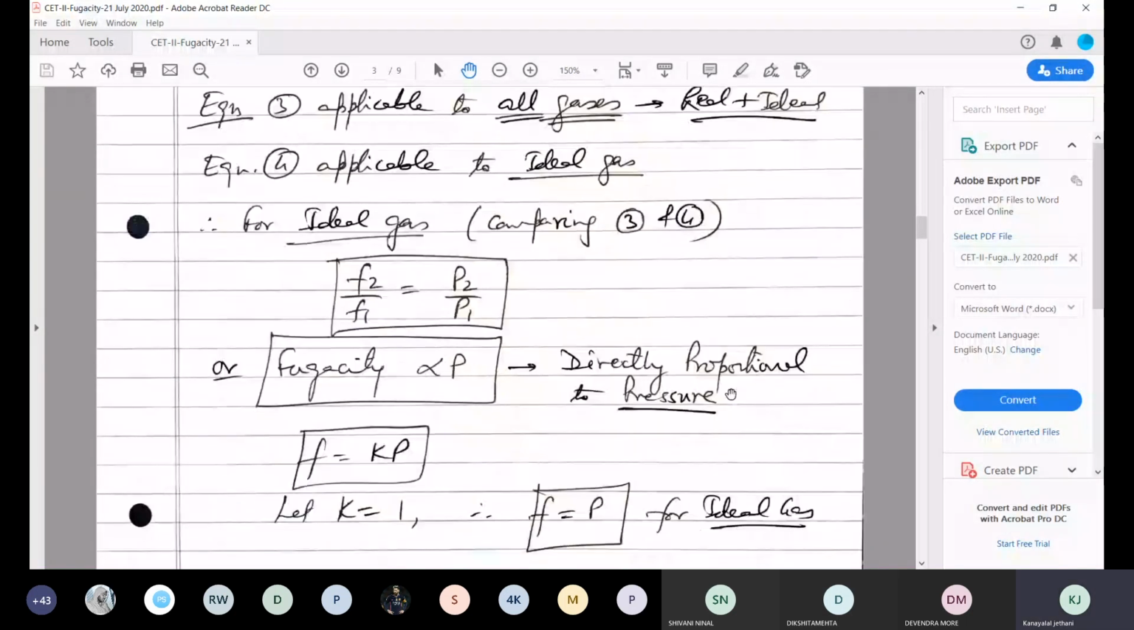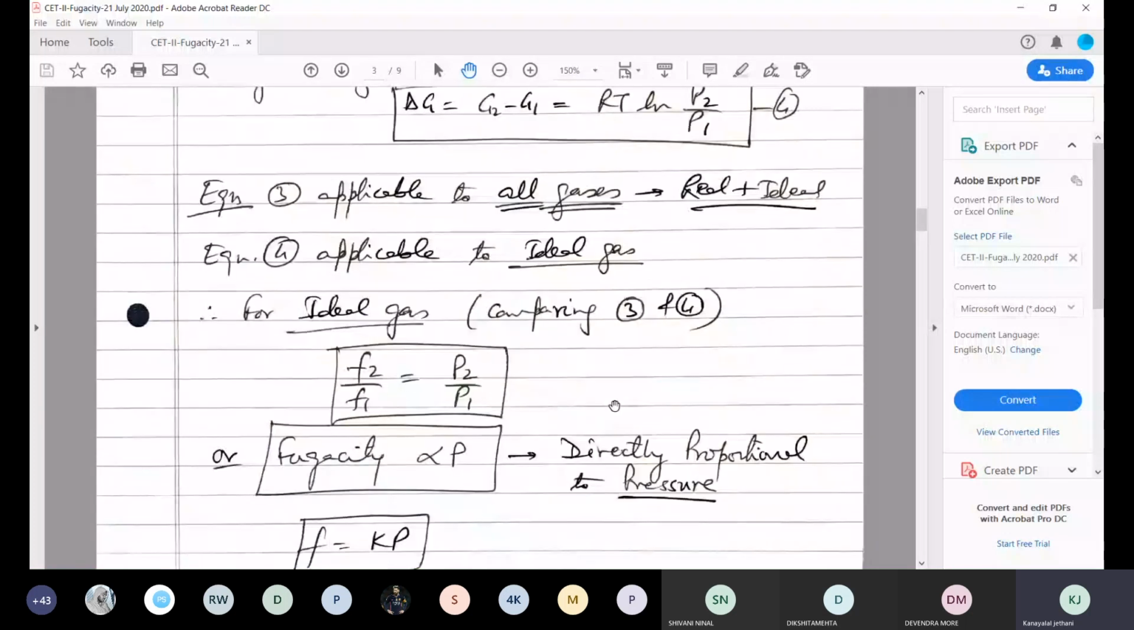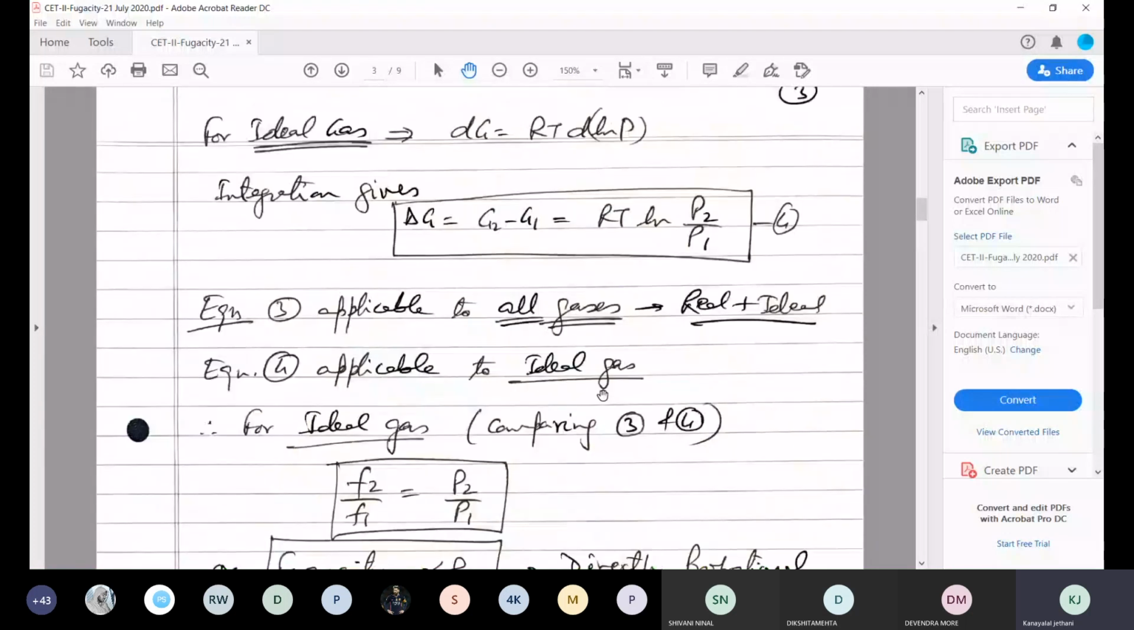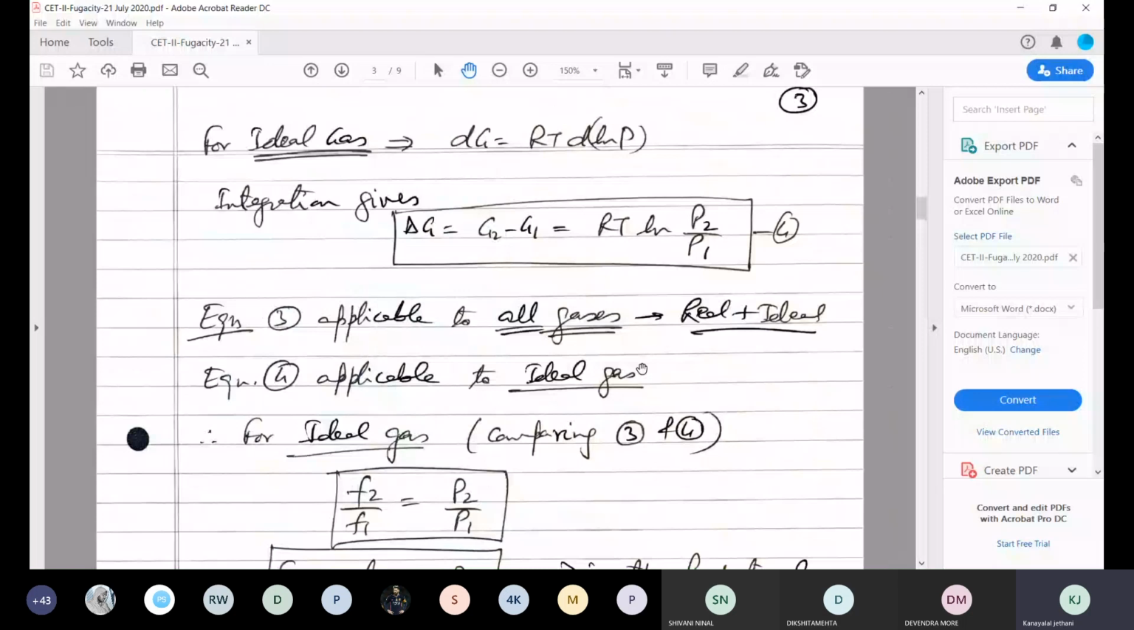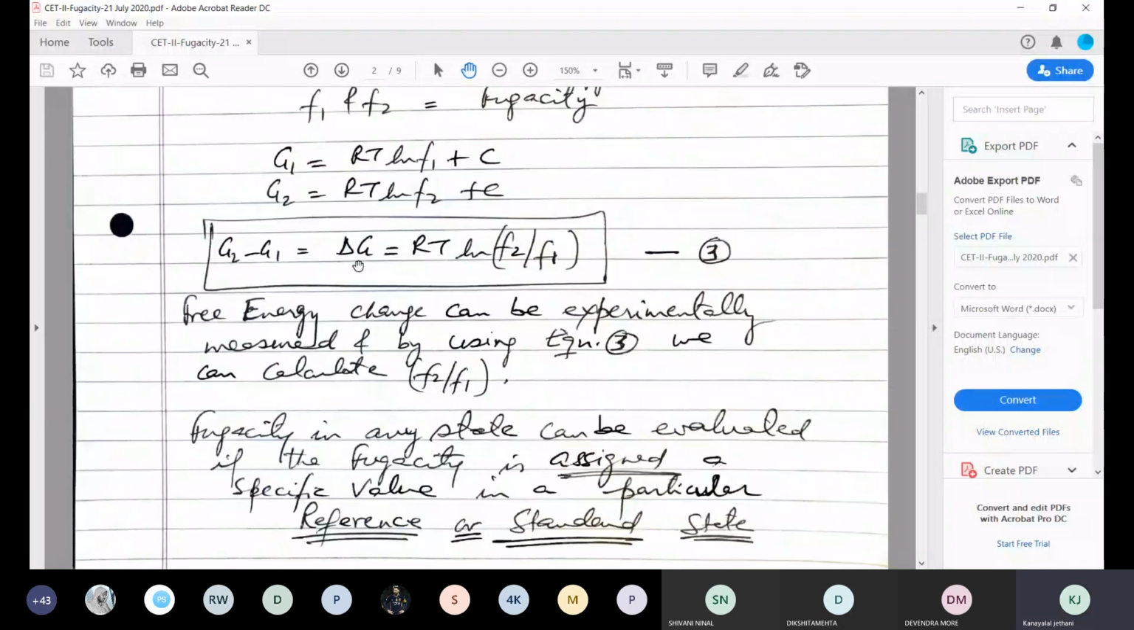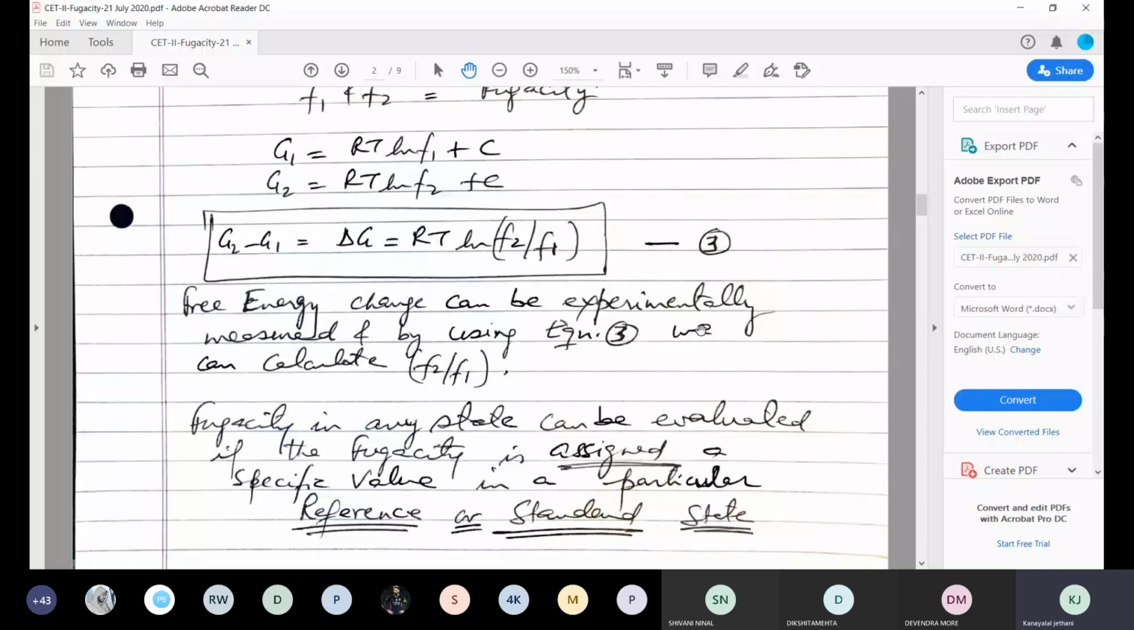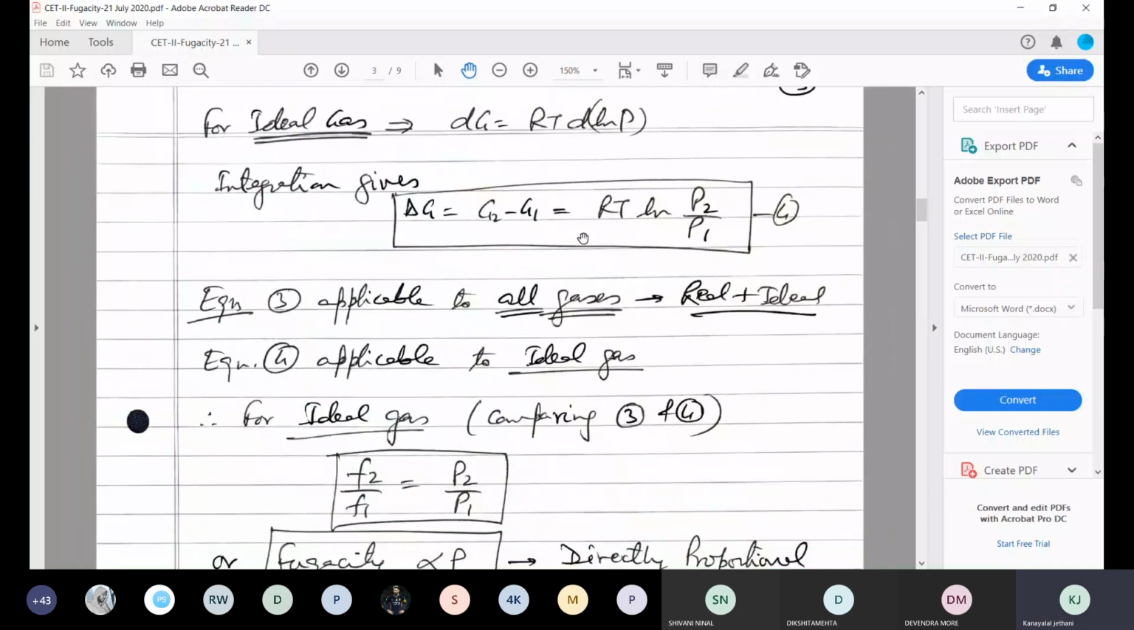ये इक्वल टू कब हो जाएगा? When will this equation become equal to 1? इक्वेशन 3 इक्वल टू इक्वेशन 4 कब होगा? इक्वेशन 3 में क्या है? RT ln F2 by F1, right? Now this equation is applicable for ideal gas as well as real gas, right? दोनों के लिए applicable है. And this equation is applicable only for ideal gas. So if you take ideal gas, equation 3 and 4 has to be equal for ideal gas. Correct?